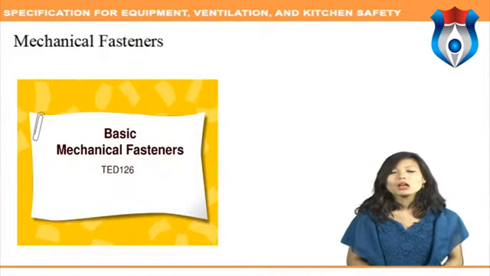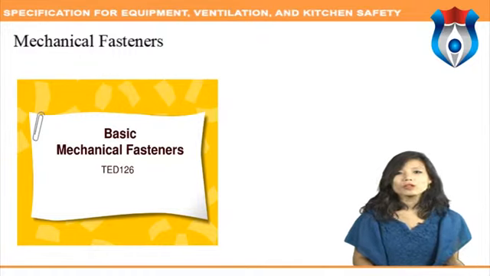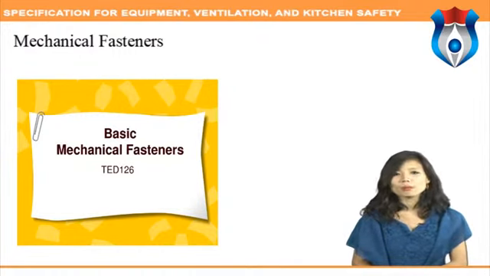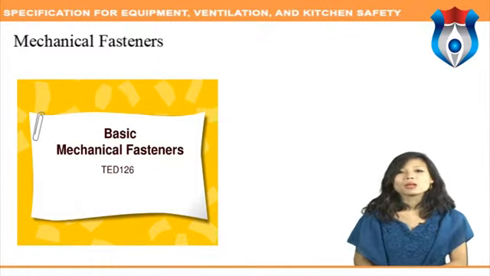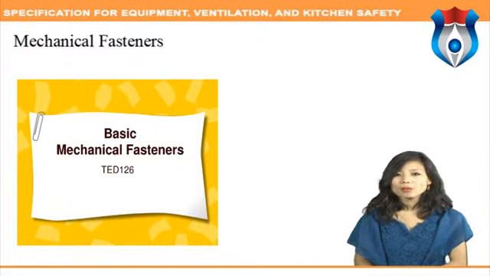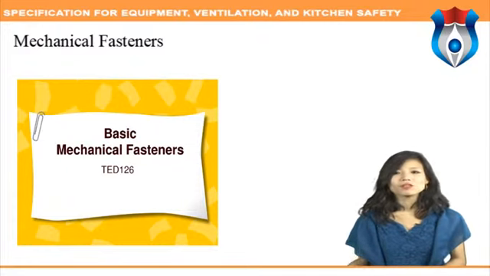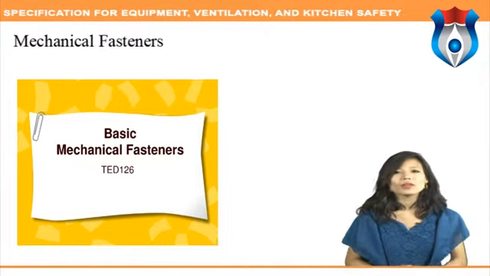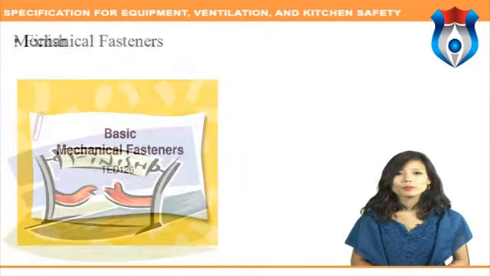Mechanical fasteners. The use of bolts, screws, rivets and studs is undesirable in the food zones of kitchen equipment for sanitary reasons. They may be used only in non-food zones if other joining techniques are not practical. Low profile fasteners are preferred in order to facilitate cleaning of the area where the fasteners are used.